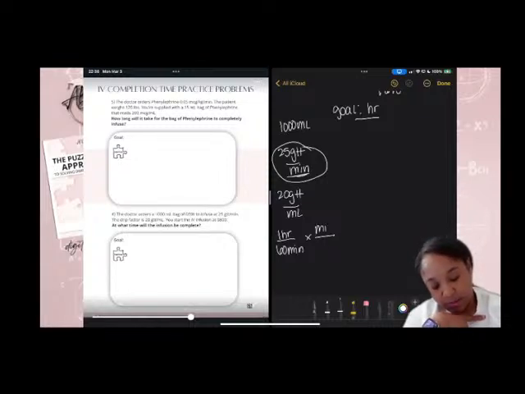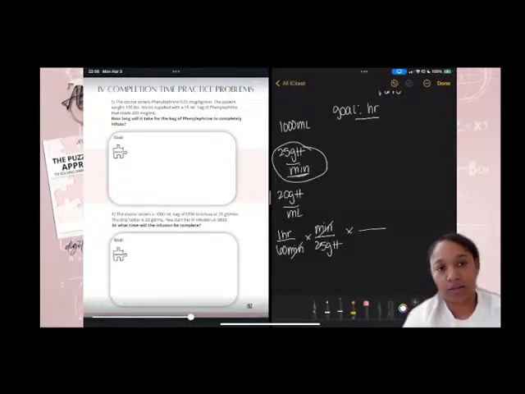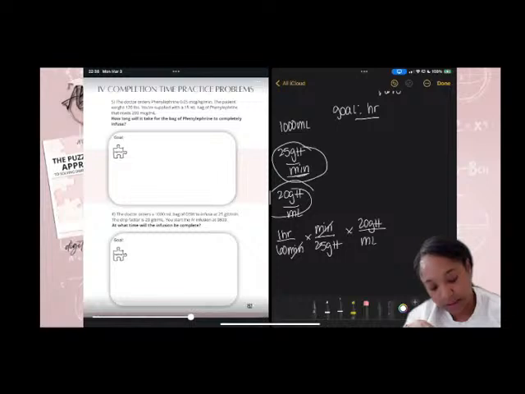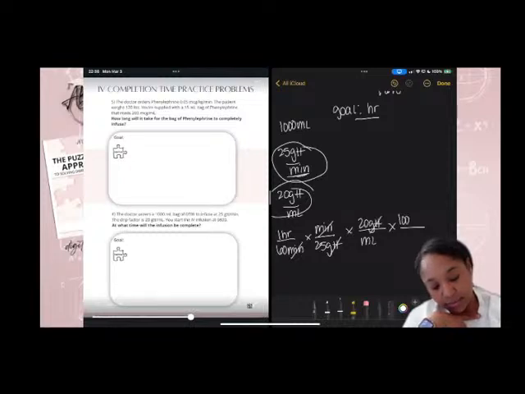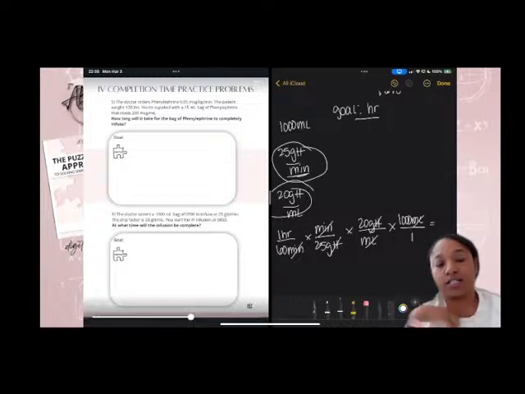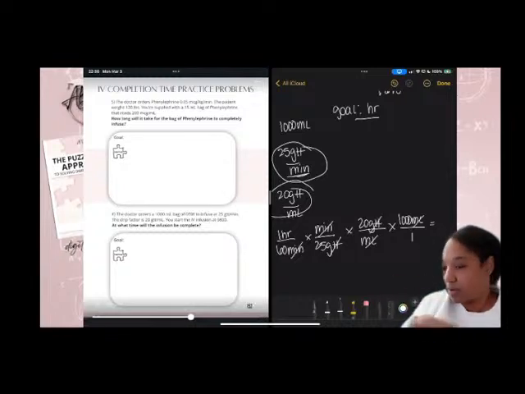So minute over 25 drops. Minute cancels out. Now I've got drops at the bottom, so gotta have drops at the top, right? This one, 20 drops per milliliter. Drop cancels out. On to the next one. Milliliters at the bottom. Got to put it at the top, because what? It's got to go. It's not hour, is it? So it's got to go. So 1,000 ml. Put it over one. Everything is now gone except for hours, which we are looking for.